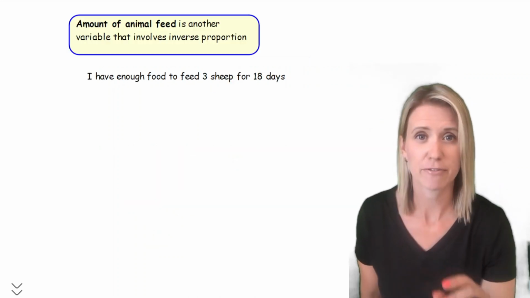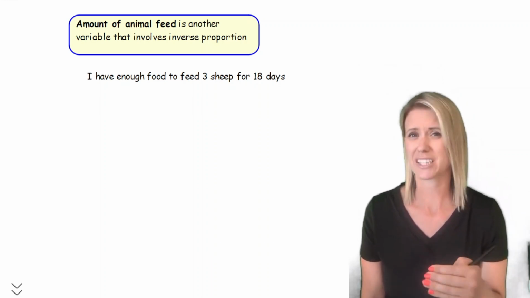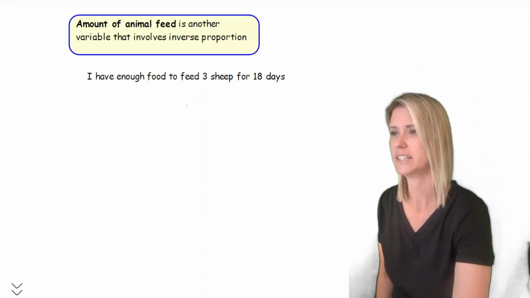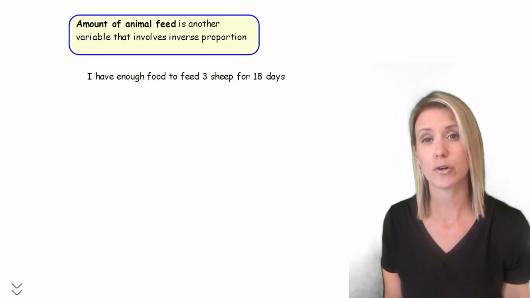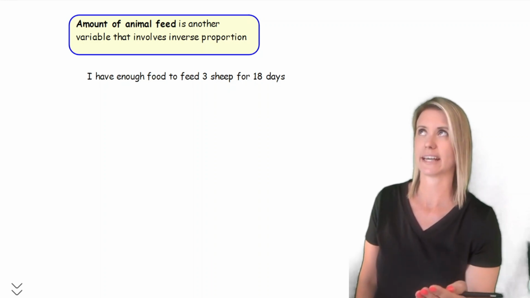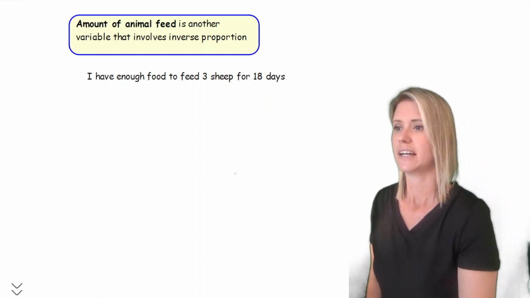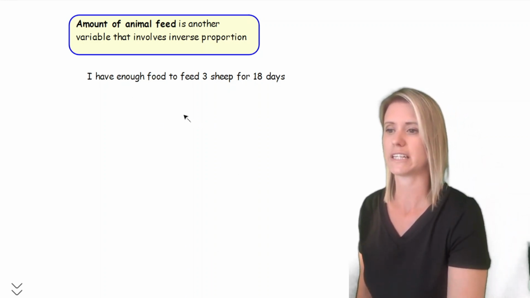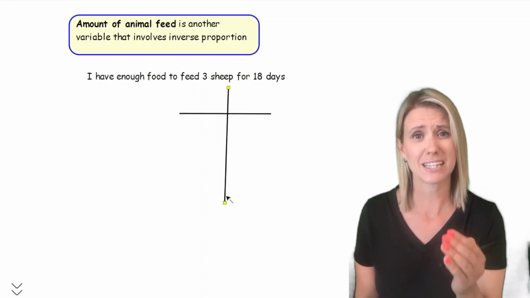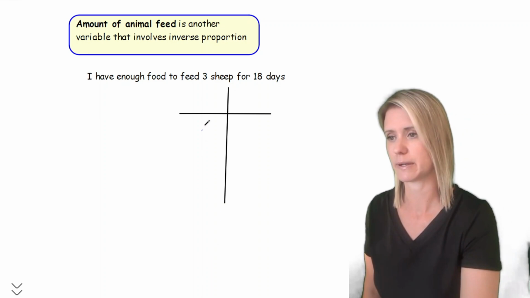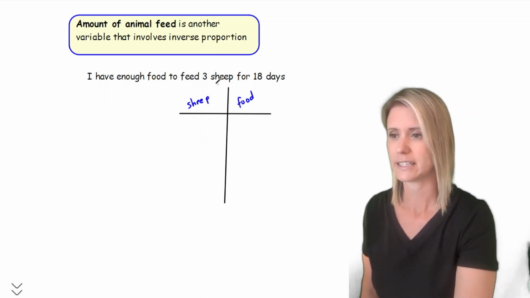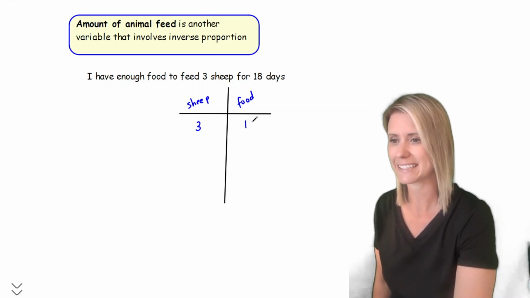Another type of common question that crops up is something to do with animal food or something related to that in a GCSE question. And this is another variable that involves inverse proportion, because you do have to think about these and is it direct or is it inverse, but this is another inverse. If you have enough food to feed 3 sheep for 18 days, let's see how changing the number of sheep affects the amount of food that you have or how many days worth. So let's say sheep's on the left of my table and the amount of food is on the right. And we've said 3 sheep, 18 days.